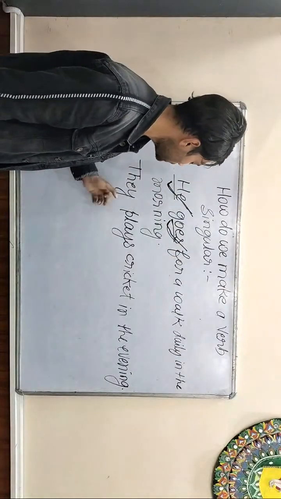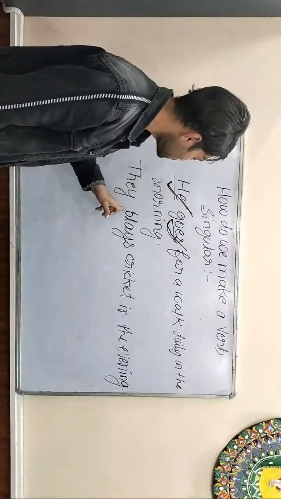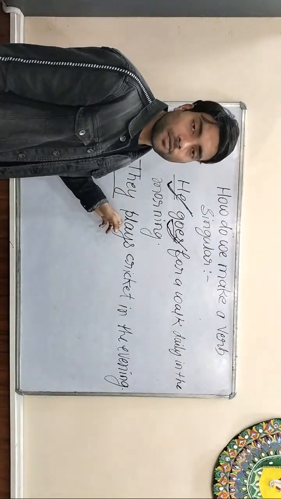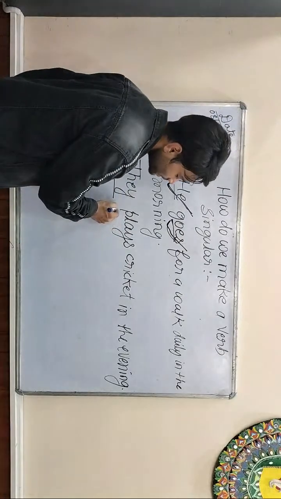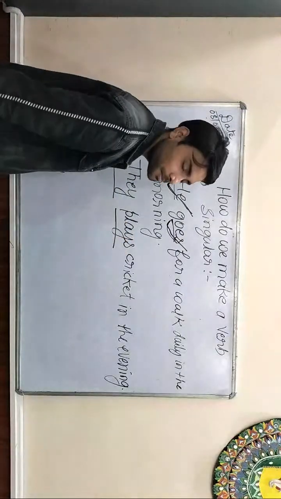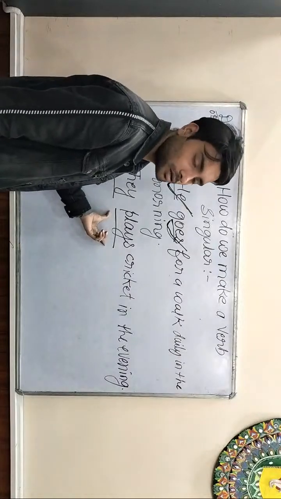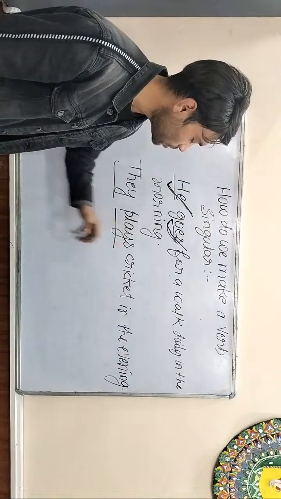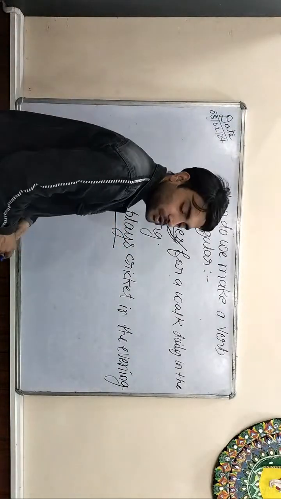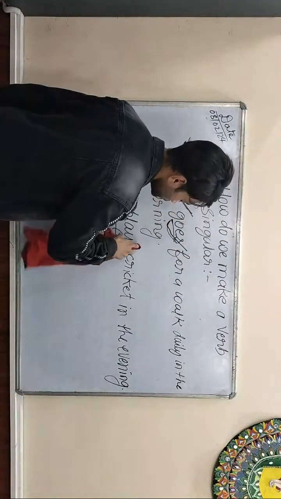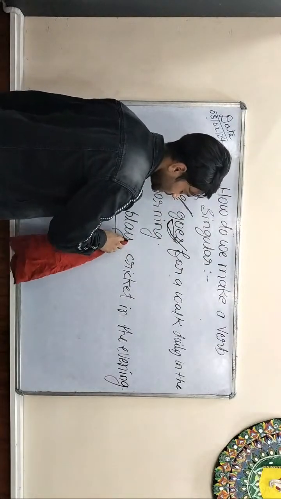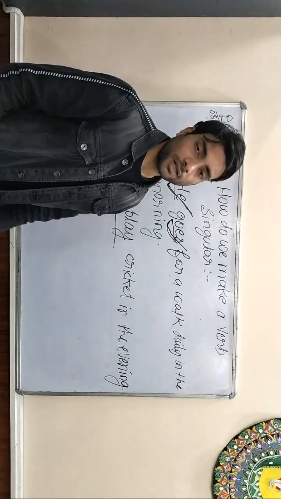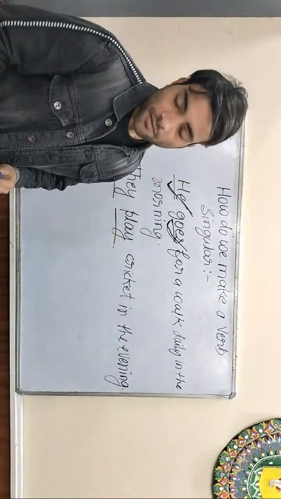What do you see here? They, right? They is a plural subject. Plays, what is plays? Plays is singular. When you add s or es in a verb, it becomes singular. Plays is a singular verb, so to make it plural, you need to take that s out. They play cricket in the evening.